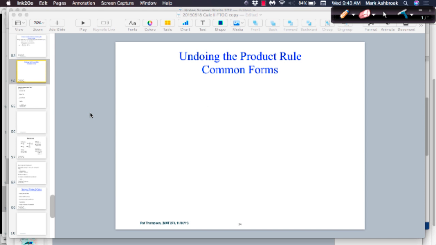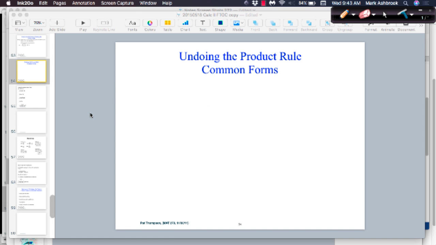Okay, so the next web work is due tonight at midnight. We'll do a couple more examples of undoing the product rule, and then in that web work they're mixed together. So they're not just all undoing the product rule. There may be some undoing the chain rule there too.